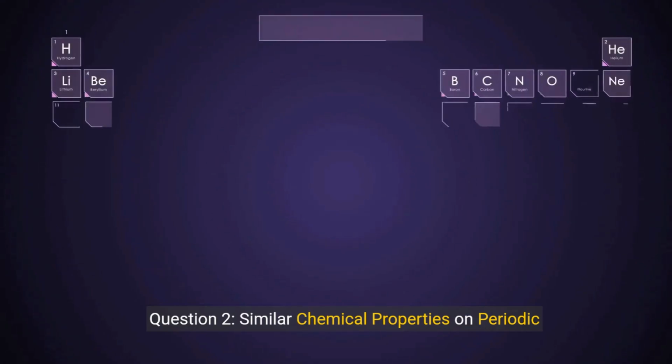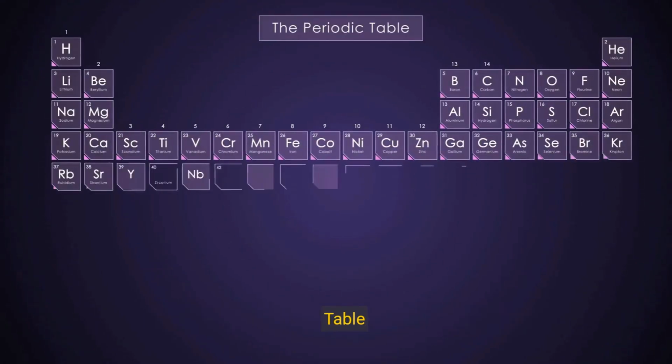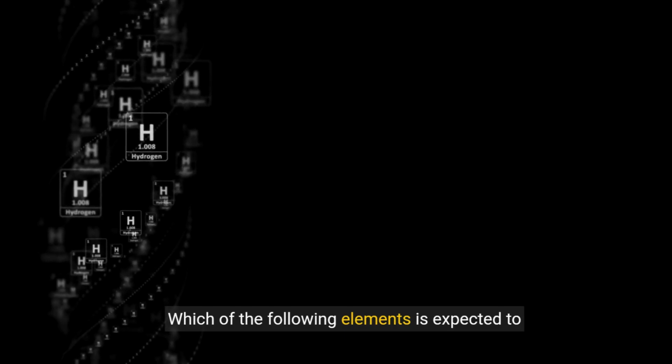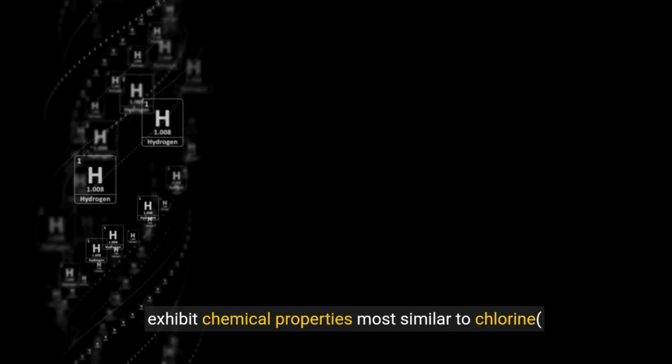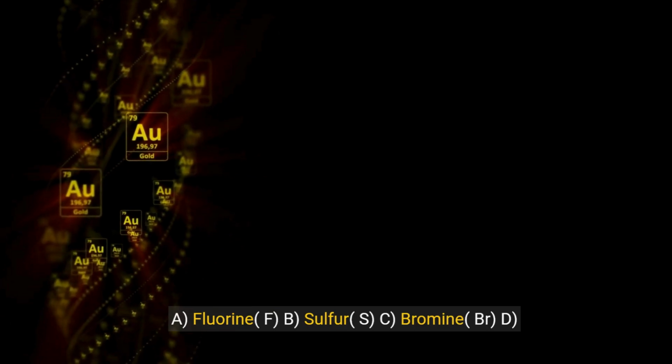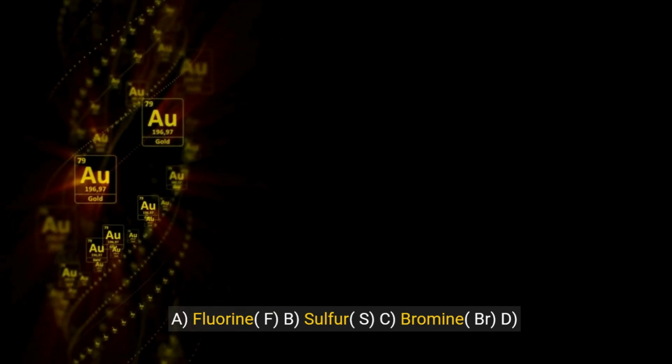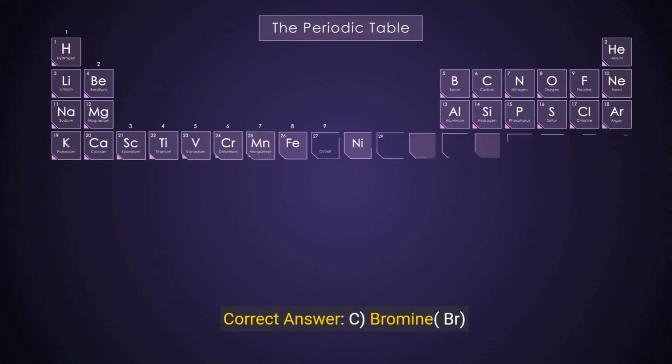Question 2. Similar chemical properties on periodic table. Which of the following elements is expected to exhibit chemical properties most similar to chlorine, Cl, on the periodic table? A. Fluorine, F. B. Sulfur, S. C. Bromine, Br. D. Argon, Ar. Correct answer, C. Bromine, Br.